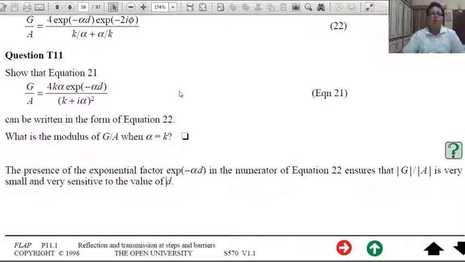Show that the equation for G by A can be written in the form of equation 20. That means how we can write this equation in the form of this equation. The presence of exponential minus alpha d in the numerator of equation 22 ensures that G by A is very small and very sensitive to d.